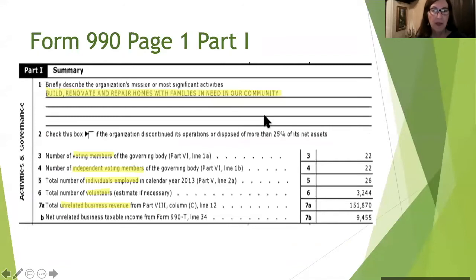So the middle part of the first page, they ask you what it is you do. What is your organization's mission? And it's helpful if you have a succinct mission statement like this, 10 words or less. What do you guys do? So then they ask you a little bit about your organization and the structure. They ask you how many voting members you have on your board and how many are independent. That's an important distinction. And they'll ask you more questions about this later in the document.